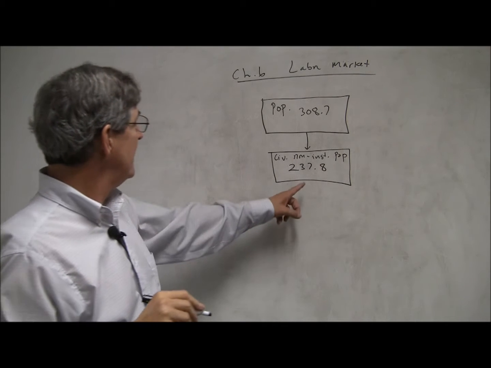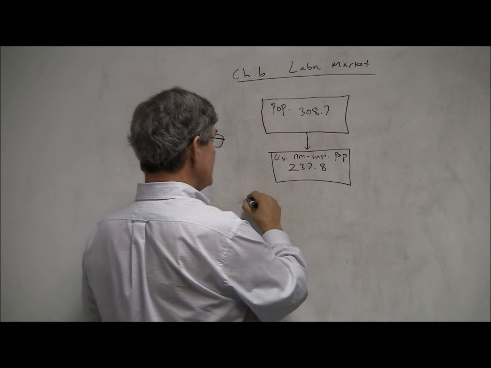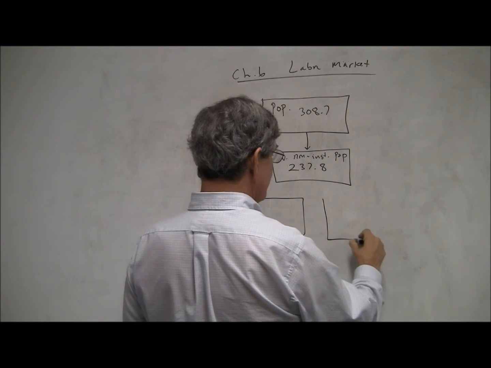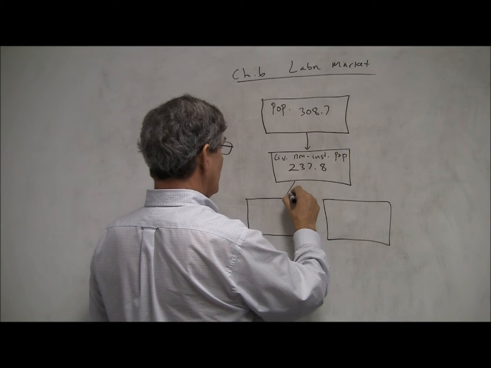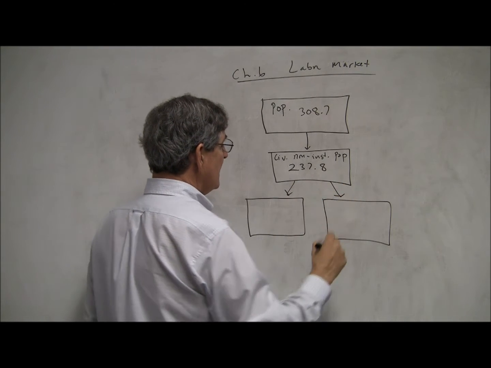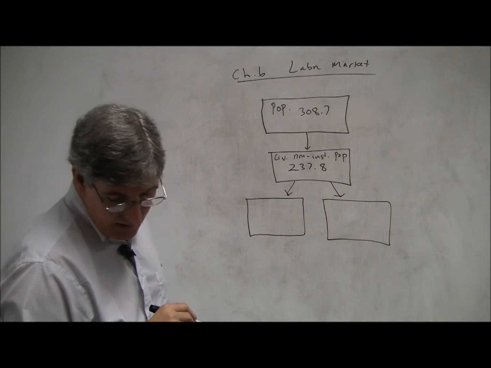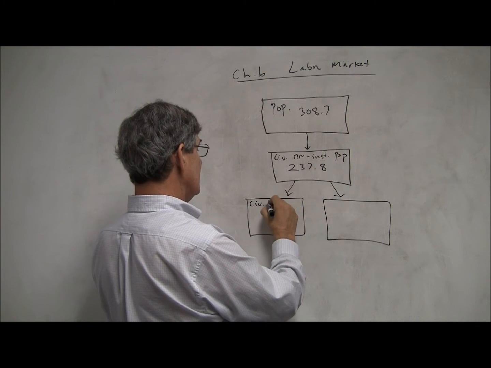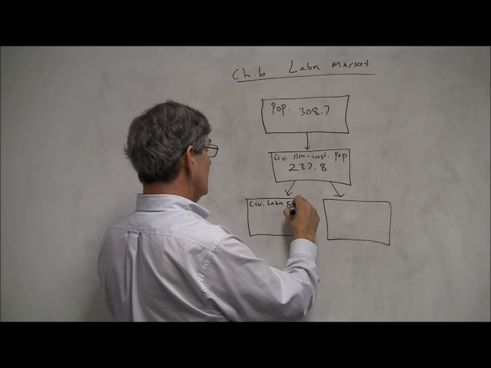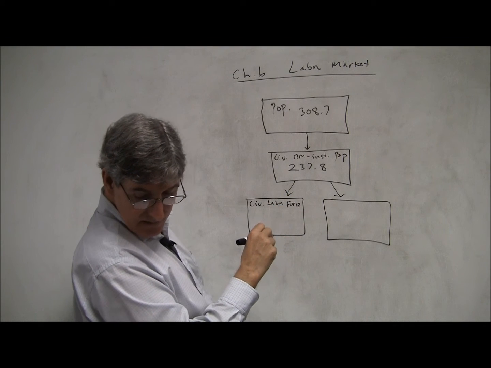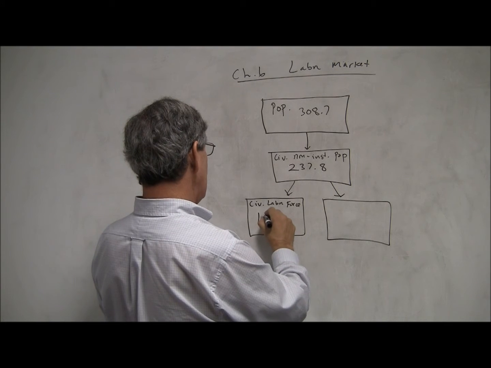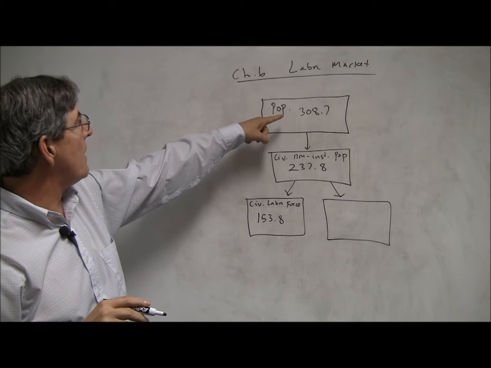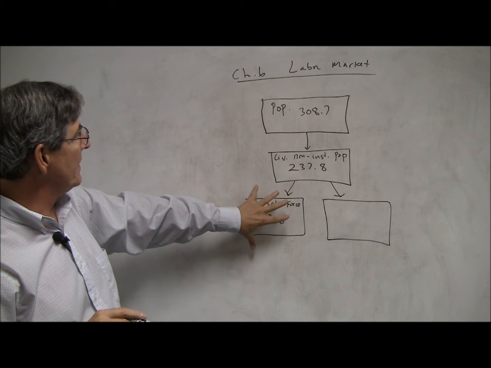Then we can divide this into two boxes. And then I'll have two more under this in case you need to know how much room to take. So we'll break this into two pieces. The first piece is the civilian labor force. This is the population. This is the labor force. And that turns out to be 153.8 million. Not quite, a little over half of the total population is the people who are actually in the labor force.